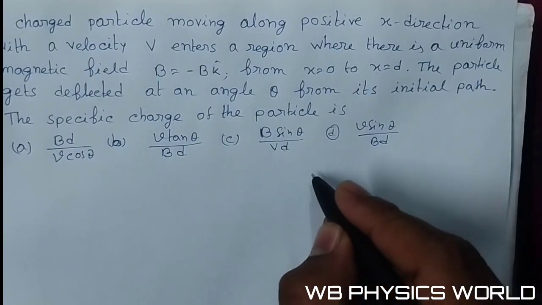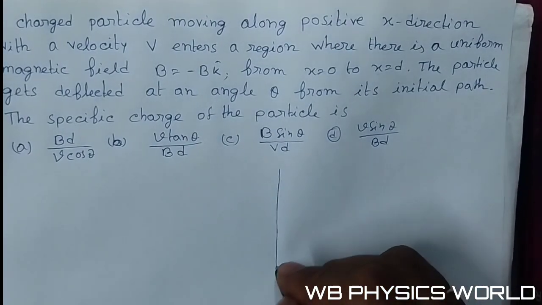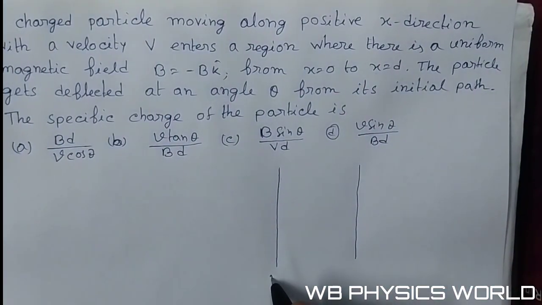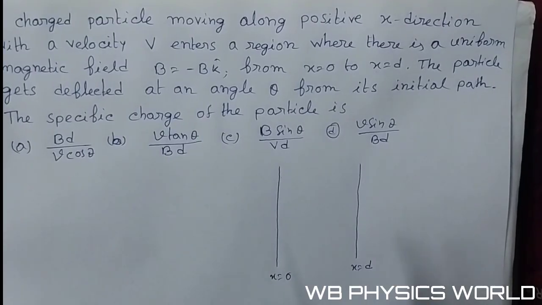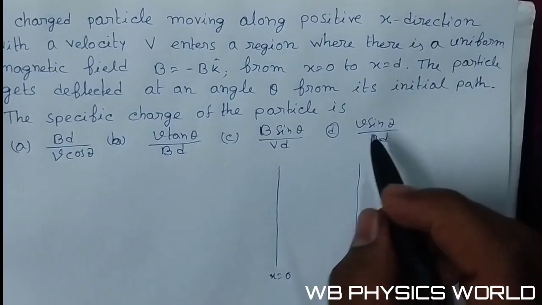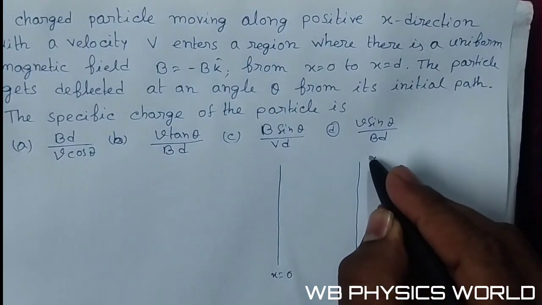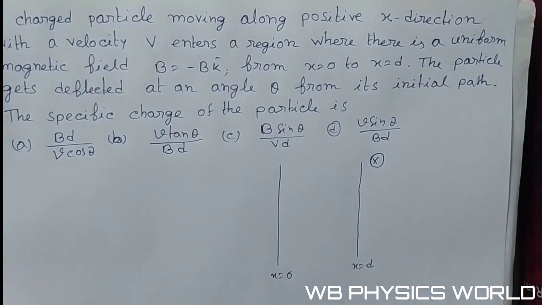Here the magnetic field is in the region between x equal to 0 to x equal to d, and the direction of the magnetic field is negative z direction. Let's say this is the inward direction in the plane of the paper.